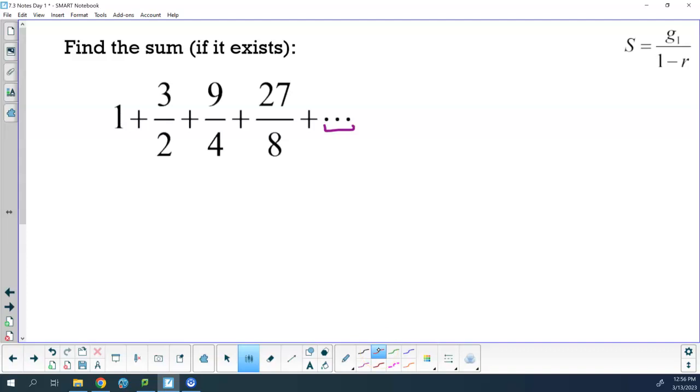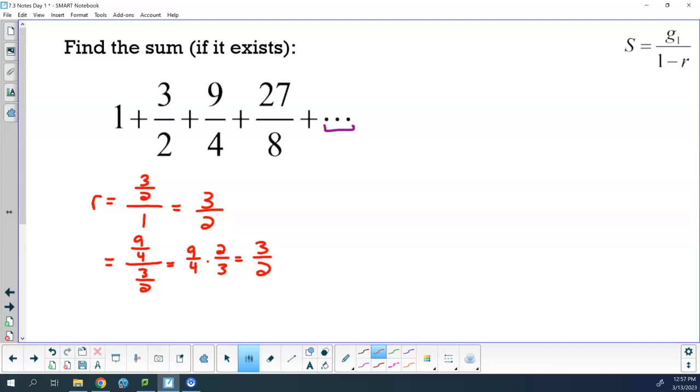To find R, remember, that's any term divided by the term right before it. So I get an R value of 3/2. Or I could have done 9/4 divided by 3/2. And that would have been 9/4 times 2/3, which would have been 3/2. So my R value is 3/2.